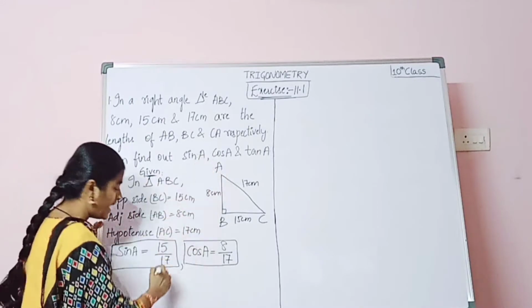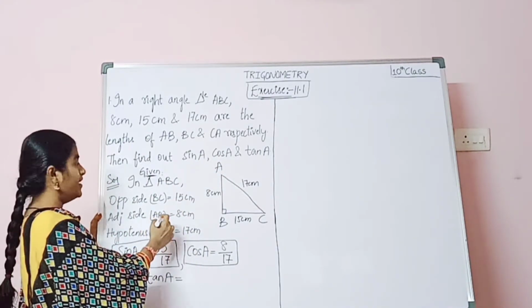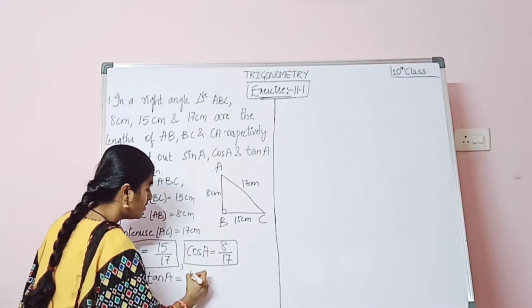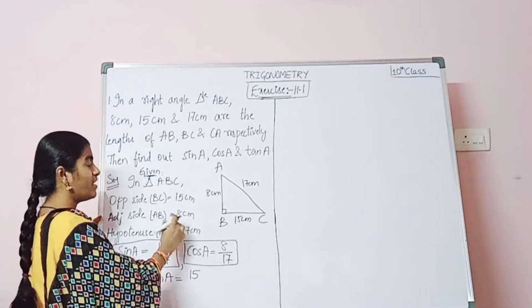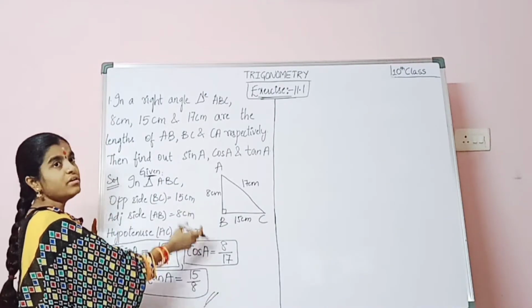Now what we have to find? Tan A. What is the formula for tan A? Opposite side by adjacent side. So what is the opposite side here? 15. Adjacent side, 8. So these are the three trigonometric ratios which we have to find for the given question.